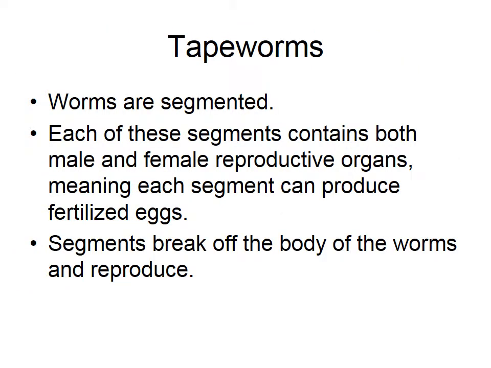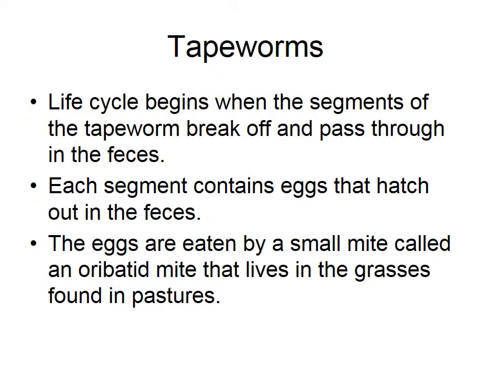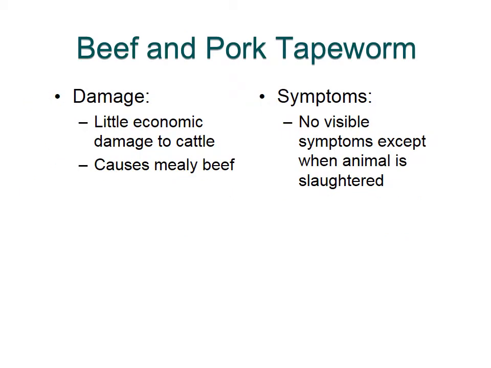The life cycle begins when the segments of the tapeworm break off and pass through the feces. Each segment contains eggs that pass out of the feces. The eggs are eaten by a small mite called orbitid that lives in the grasses and is found in pastures. In beef and pork, there are no visible symptoms except when the animal is slaughtered. Tapeworms cause little economic damage to cattle.